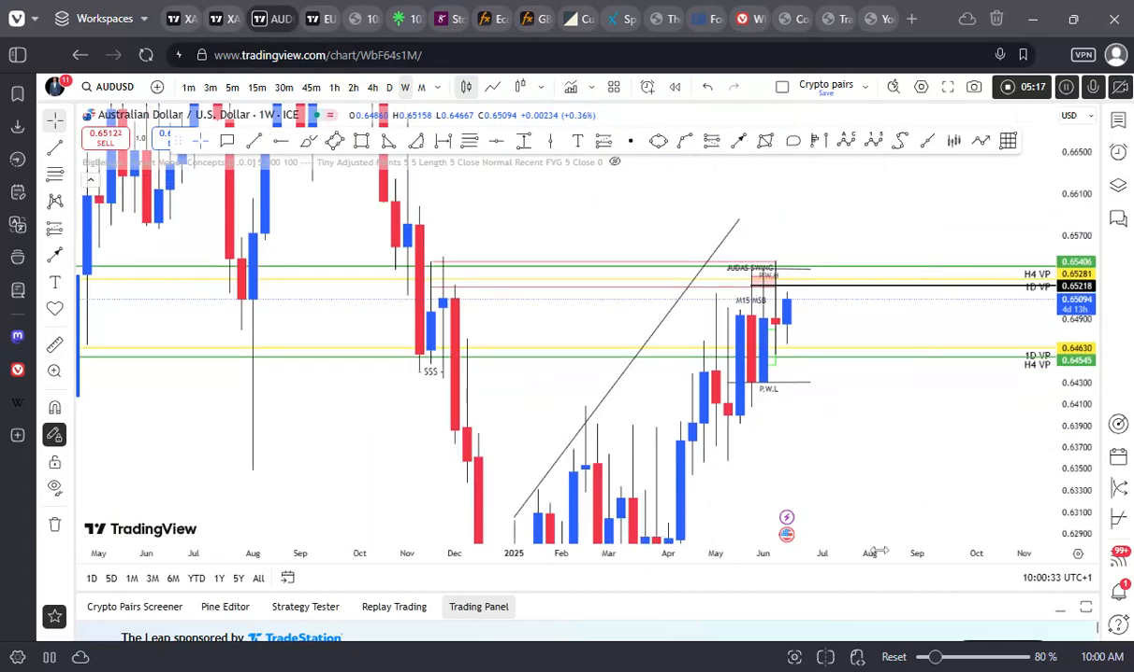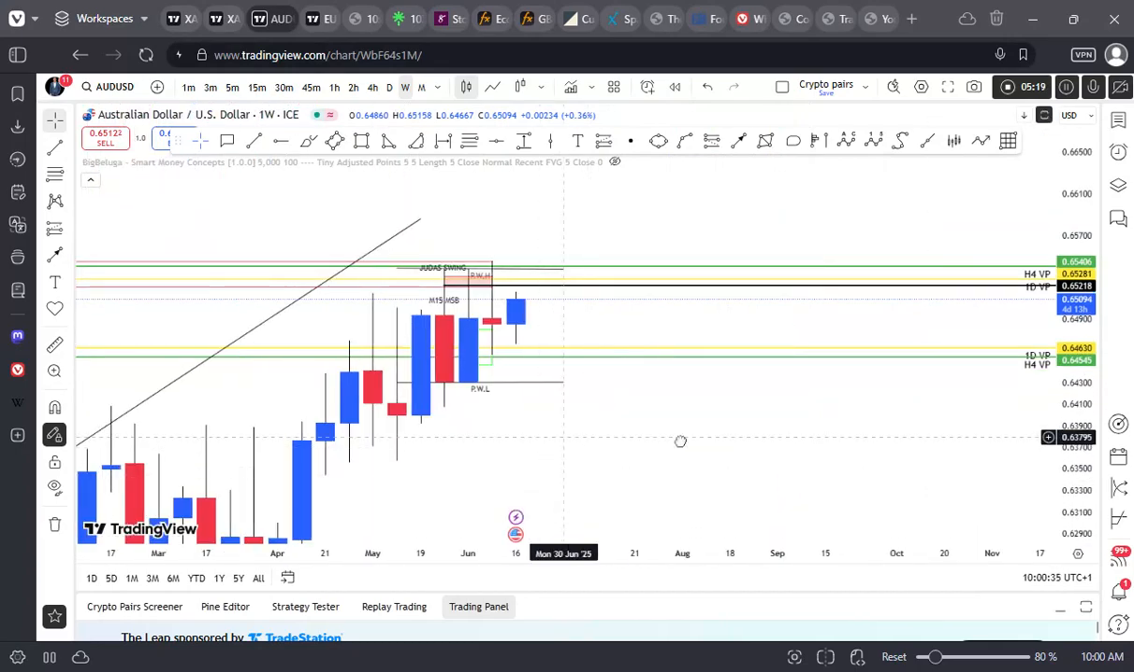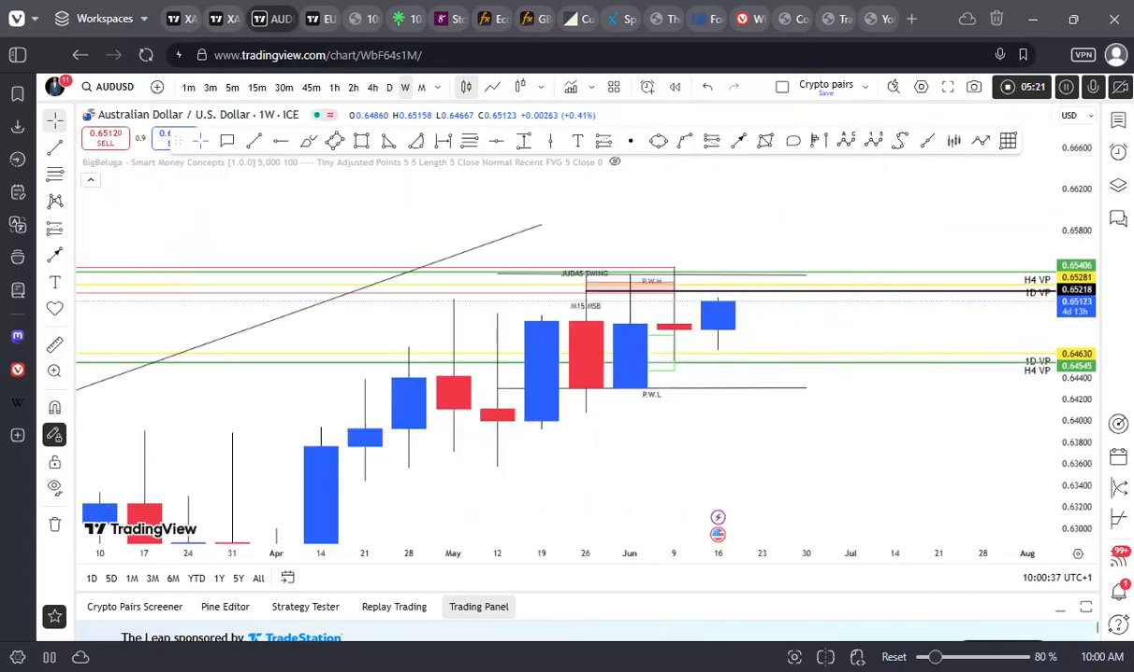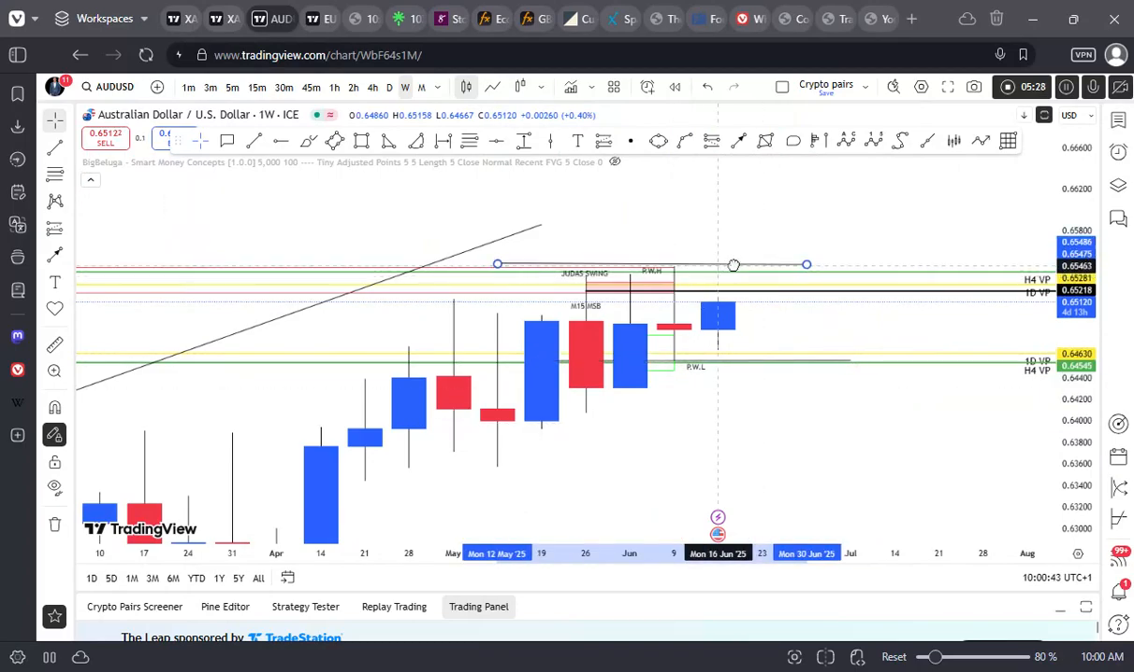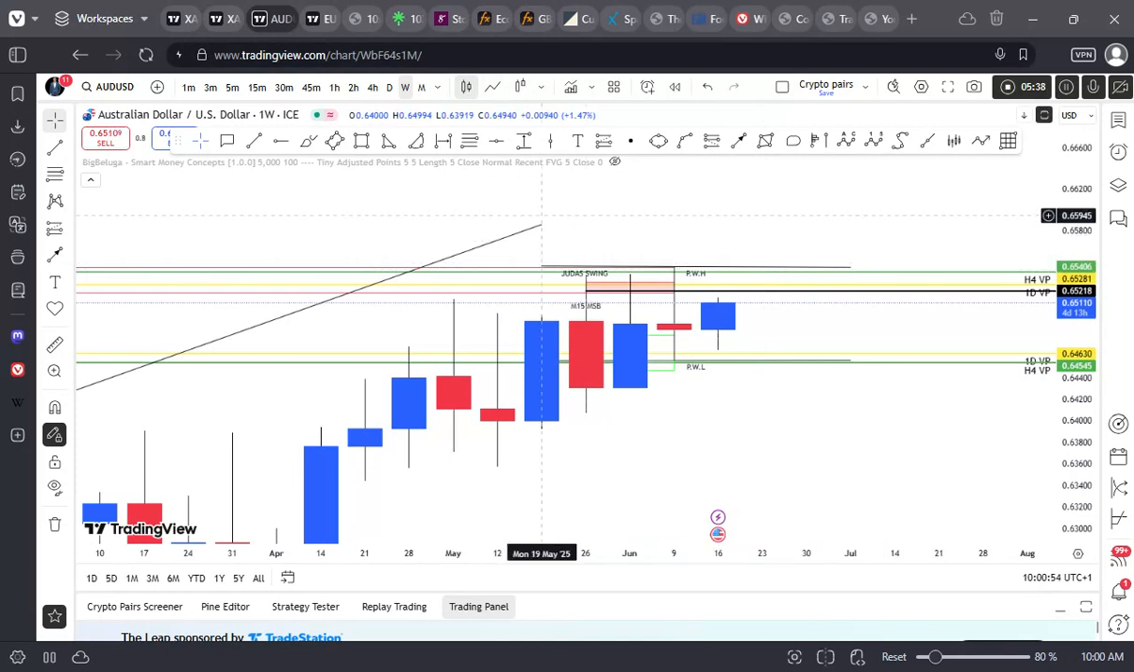I've been getting requests that I should switch from AUD to GBP because GBP has been having more frequent moves. So I'm considering switching from AUD USD to GBP USD or GBP JPY, working towards that by next week. I already marked the high and the low of the previous week.